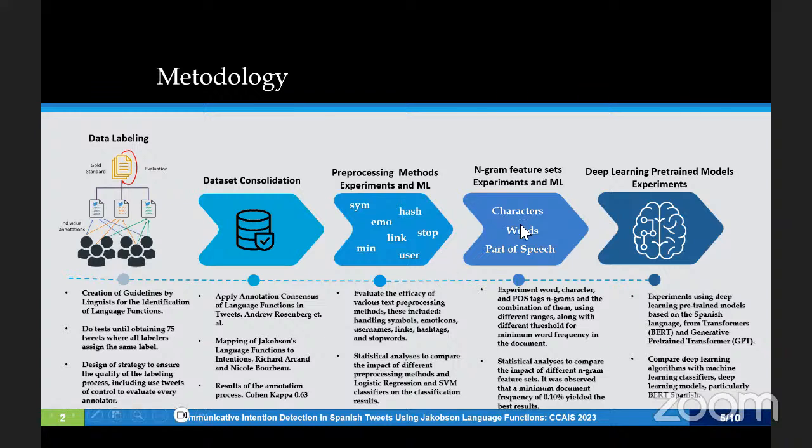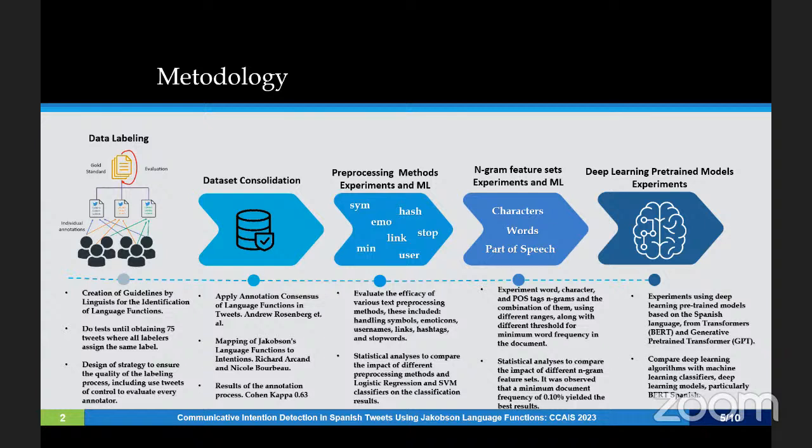In the fourth step, for n-gram feature sets experiments in ML, we experiment with word, character, and POS tag n-grams, and the combination of them using different ranges along with different thresholds for minimum word frequency in the document. Moreover, a statistical analysis to compare the impact of different n-gram feature sets. It was observed that a minimum document frequency of 0.10% yielded the best results.